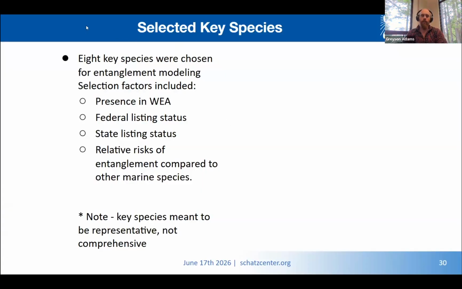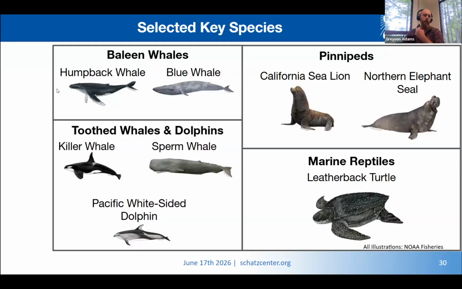And then finally, we need to look at animals, key species for the area. Again, H.T. Harvey and Associates were incredibly helpful here with their knowledge of offshore ecology. So 8 key species were ultimately chosen, and a variety of factors were used, including presence in the wind energy areas, federal and state listing, and then relative risks of entanglement compared to other marine species. So those species ended up being as follows. We have baleen whales, toothed whales and dolphins, 2 pinnipeds, and a marine reptile.